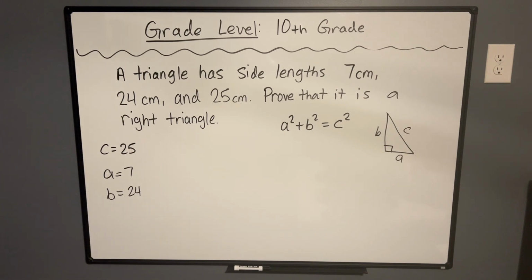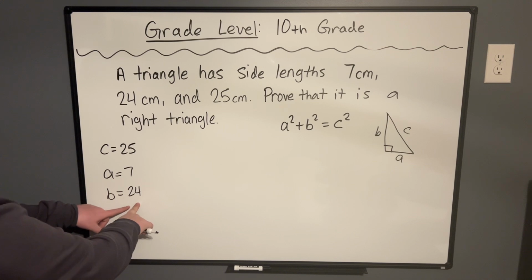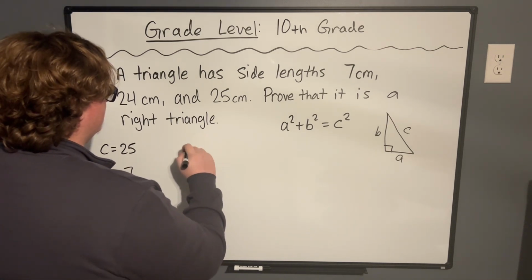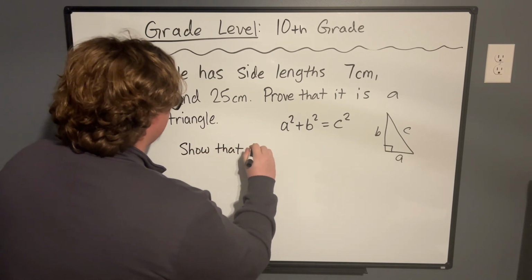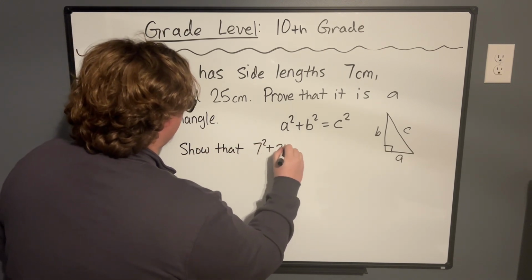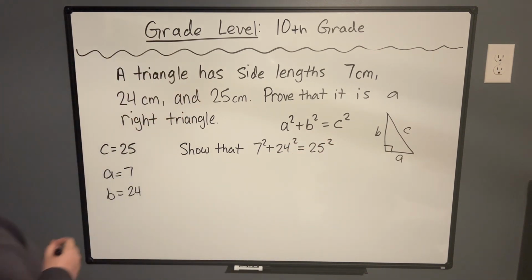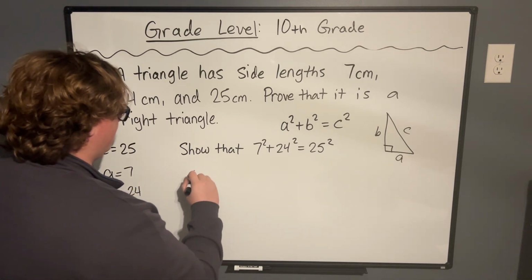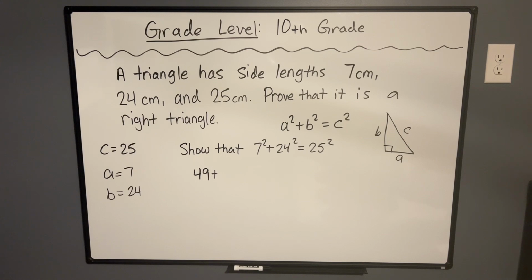Now, to show that this is a right triangle, we know that we have to show that 7 squared plus 24 squared is equal to 25 squared. So we have to make sure that this is true. Okay? So what do we know? We know 7 squared is 49, right? So 7 times 7 is 49. Plus, now 24 squared you can do in your calculator. I'm going to do it by hand right here.